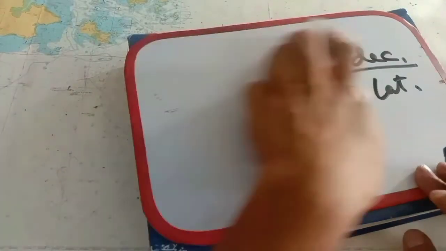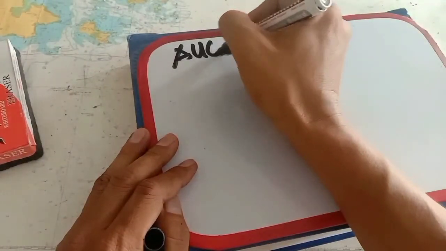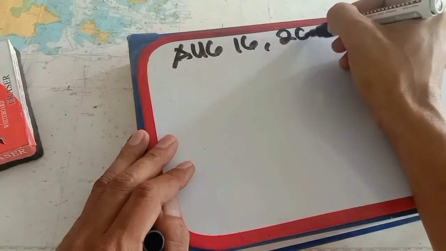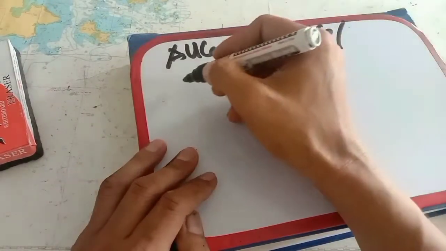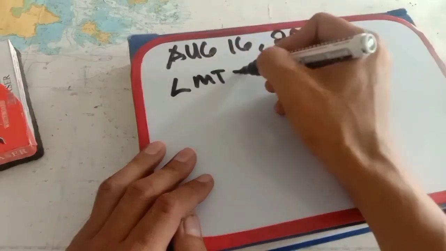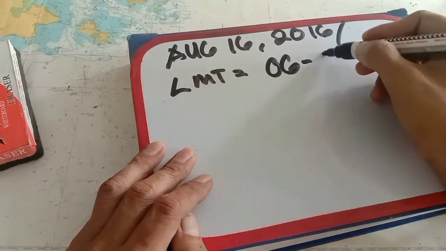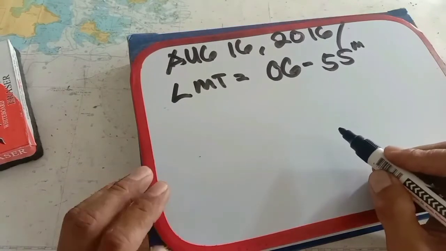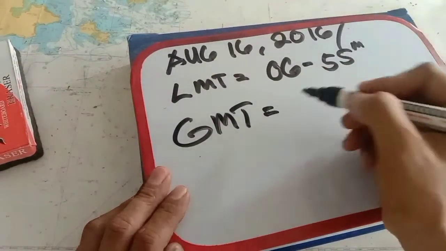Okay. That is the formula. So let's say on August 16, 2016, the local mean time is 6 hours 55 minutes. So you need to compute the GMT.